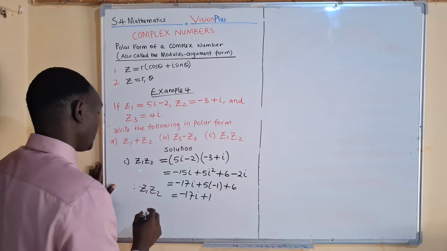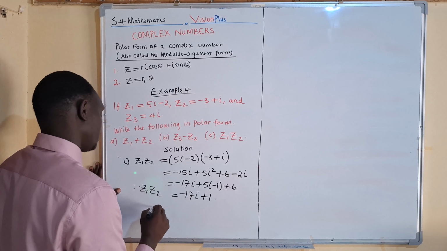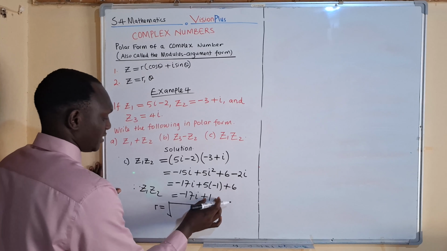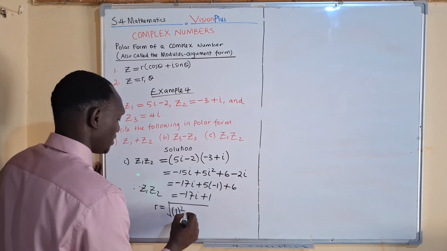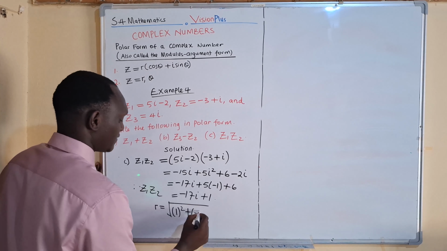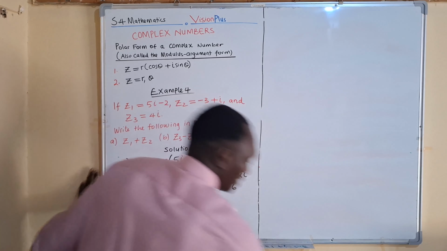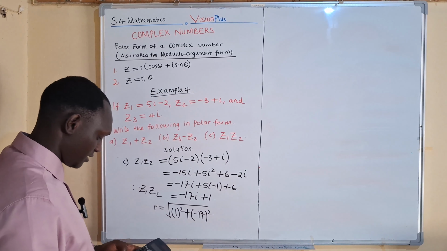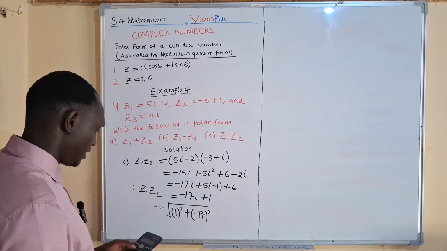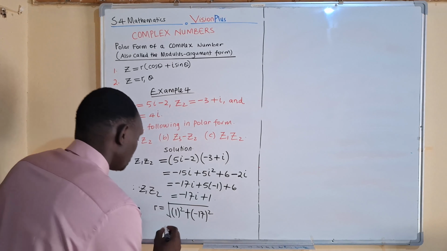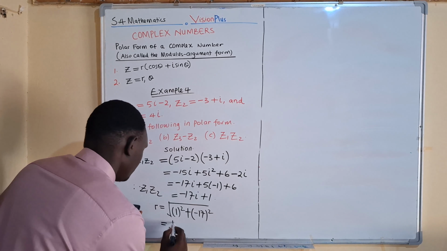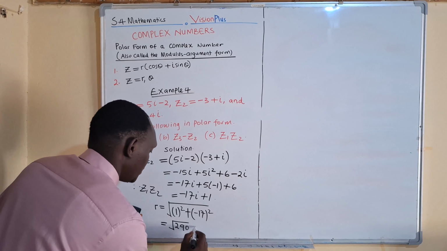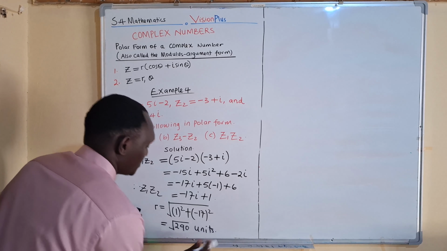What do we need to do? We need to find the magnitude of this Z1, Z2. That means our R becomes the square root of x, where x is 1, the real part of the complex number, squared, plus the imaginary part, which is negative 17, squared. I expect you to know this. So let me just write the answer straight away. 17 squared plus 1 squared under root. I'm getting root of 90 here. Square root of, not 90 actually, 290. Root of 290 units.